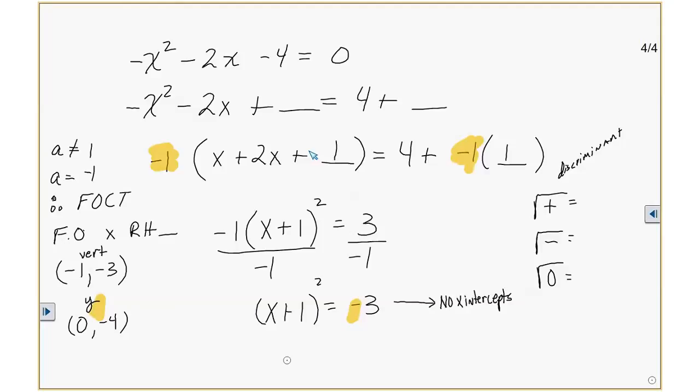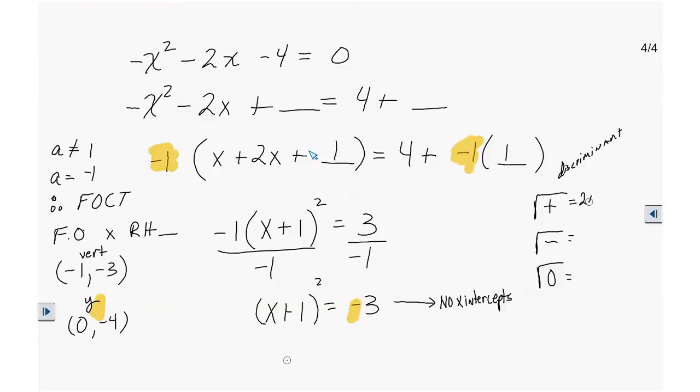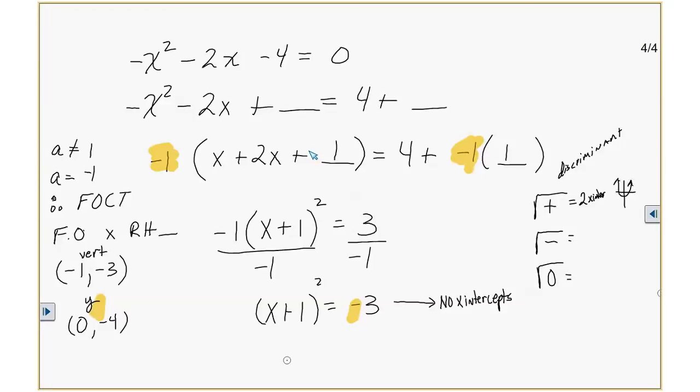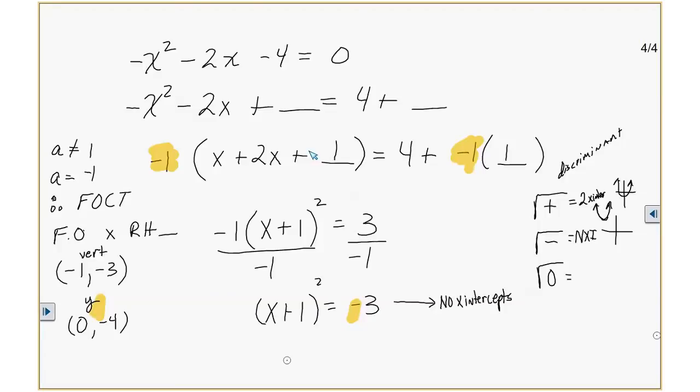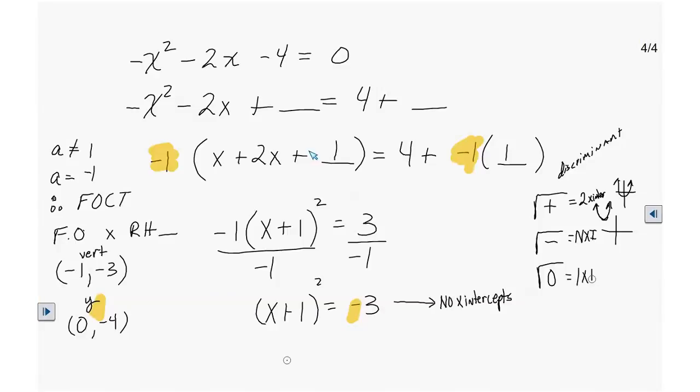If it's positive, that means you're going to have 2 x-intercepts, which means a parabola just like that, where it crosses the x-axis in 2 places. The negative says no x-intercepts, which means you've got a floater, somewhere out there in the quadrants floating. And 0 means you have 1 x-intercept, which means it's sitting on the x-axis.